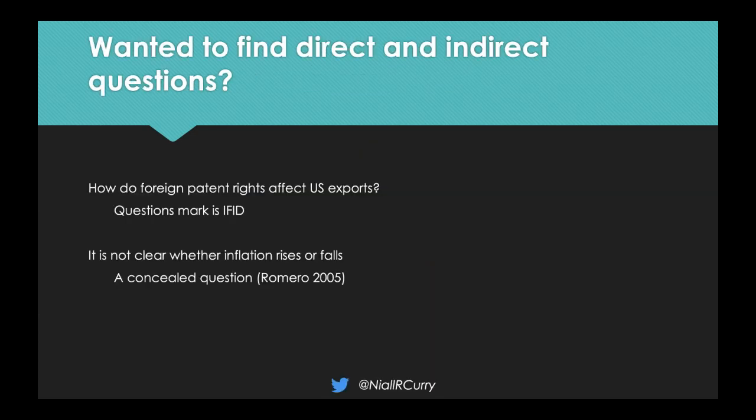And so what I did was I tried to identify questions through question marks as IFIDs, illocutionary force indicating devices. So, how do foreign patent rights affect US exports? But also things like concealed questions. And in this case, it's not clear whether inflation rises or falls was the form of a concealed question, where this actually was the research question that guided the study, and then they moved to answer this in a way. So does inflation rise or fall? Falling into this category as a concealed question.